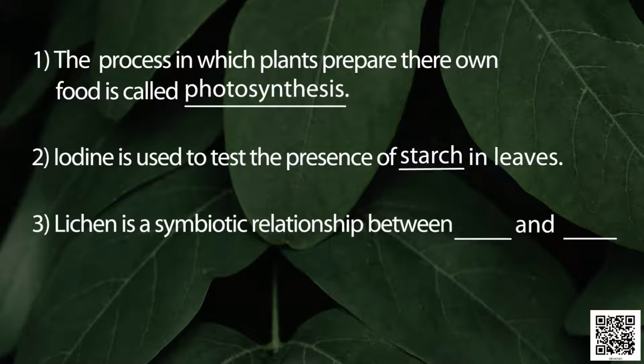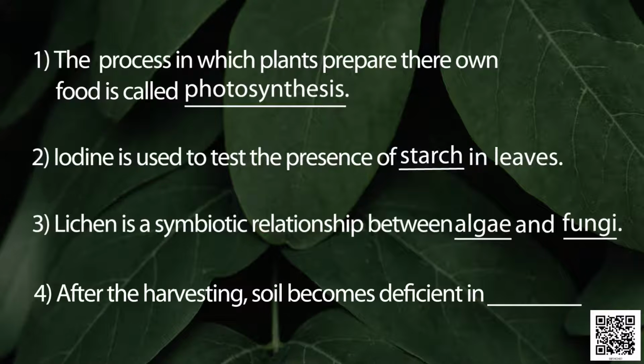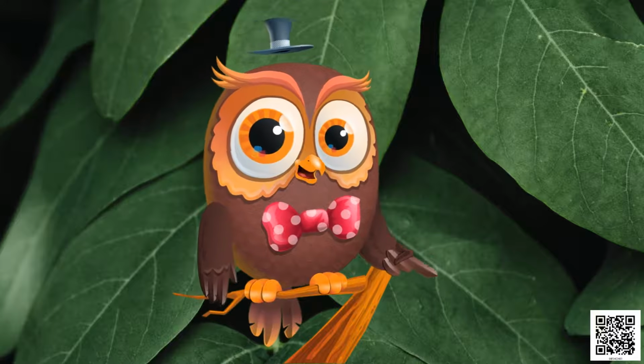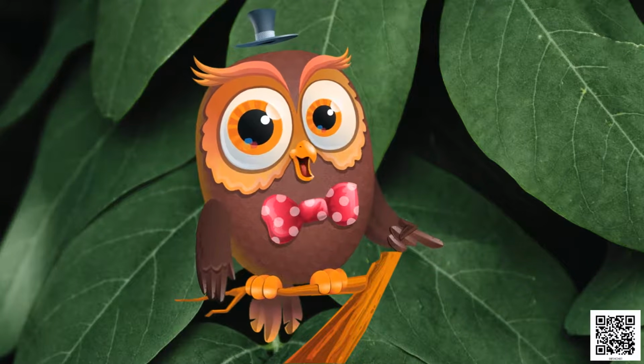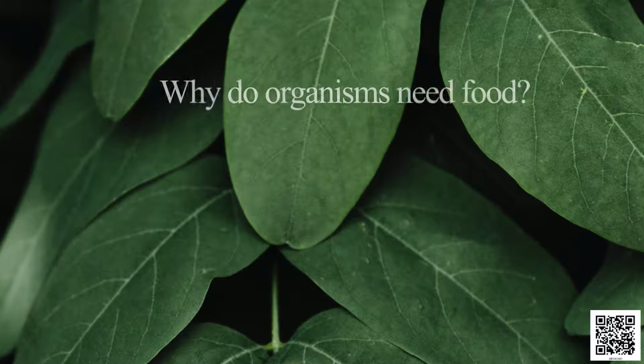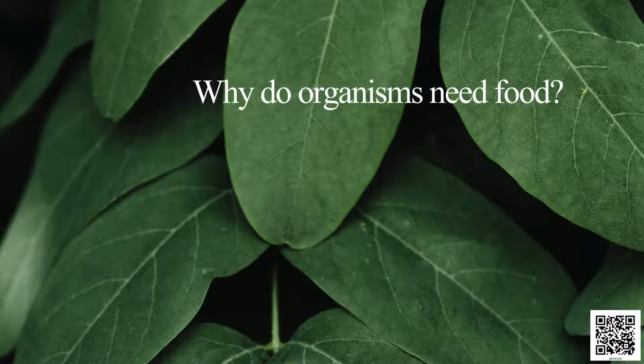Lichen is a symbiotic relationship between dash and dash. Yes, algae and fungi. Lichen is a symbiotic relationship between algae and fungi. After the harvesting, soil becomes deficient in dash. Very good, it's nutrients.